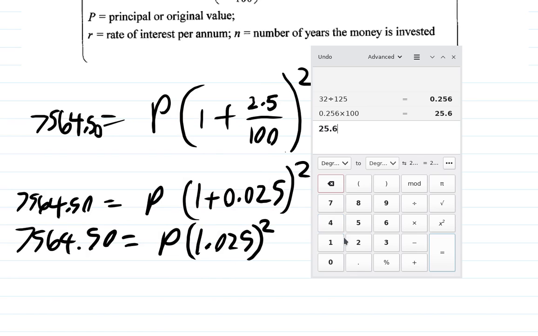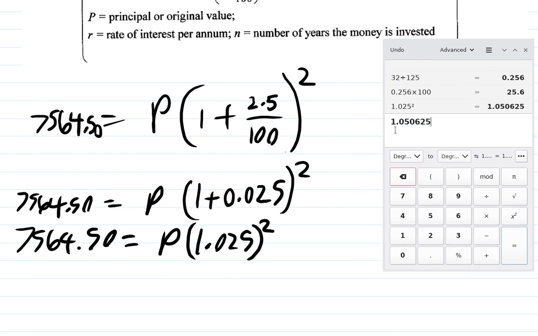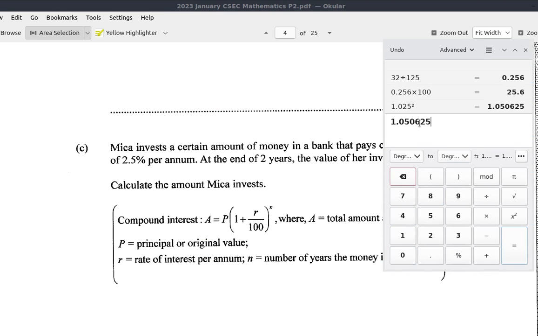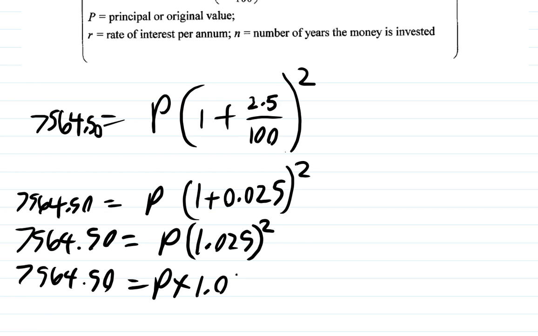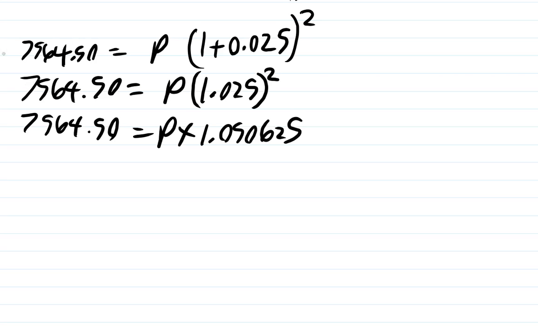So, 1.025 squared equals 1.050625. So $7564.50 equals P times, what was it again? 1.050625. So it's 1.050625. You wouldn't necessarily have to use all of those decimal places, but I just choose to.